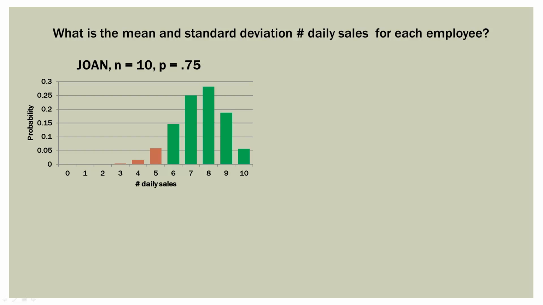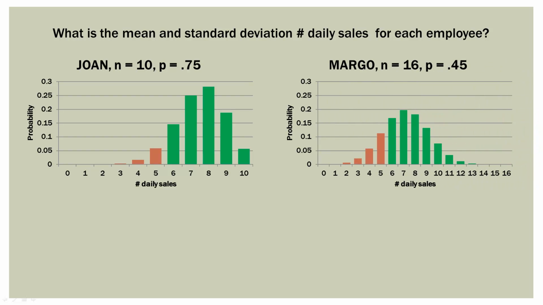So we can see along the bottom, we have the number of daily sales, 0, 1, 2, 3, 4, all the way up to 10. On the left-hand side, on that axis, we have the probability. So if you read this, the probability of making 8 sales on any given day is about 0.28 or 0.27 or so. The bar height is just the probability for that many sales on any given day.